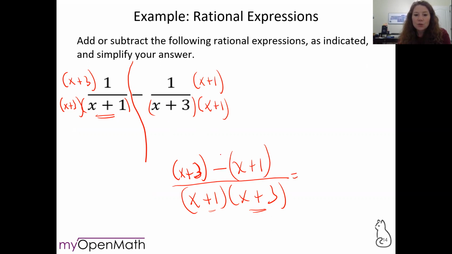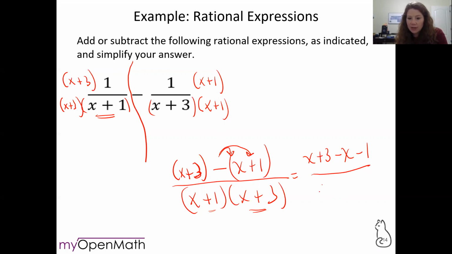So now we need to distribute that negative sign. So in the numerator, we have x plus 3 minus x minus 1. So we have in the denominator x plus 1 times x plus 3. So if we grouped them like this is what we would have. No, actually, that's not right. Sorry, I shouldn't have written those parentheses.